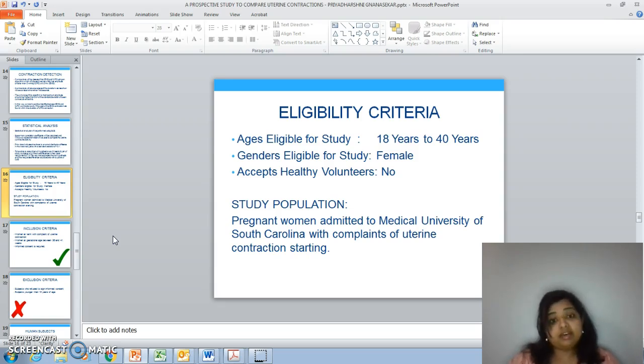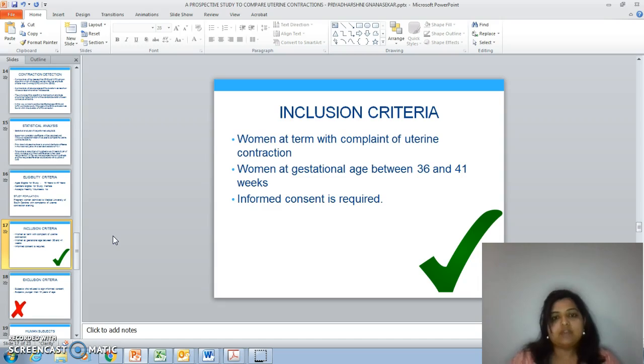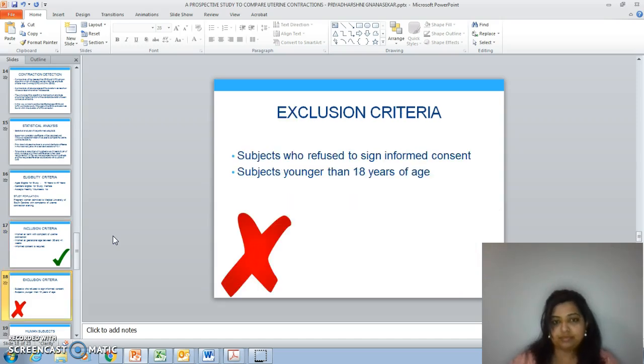The eligibility criteria is that the subject should be between the ages of 18 and 40, and we accept only female patients, no healthy volunteers. The study population is pregnant women admitted to the Medical University of South Carolina with complaint of uterine contractions, women at term with complaint of uterine contraction, and women at gestational age between 36 and 41 weeks. Informed consent is required to be included in the study. We do not need subjects who refuse to sign the informed consent, and also subjects who are younger than 18 years of age.